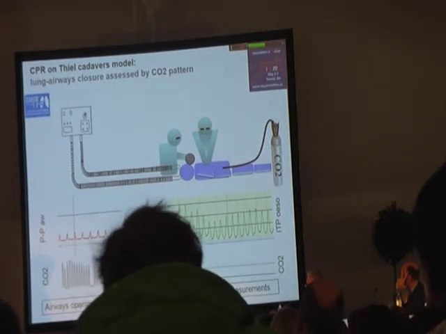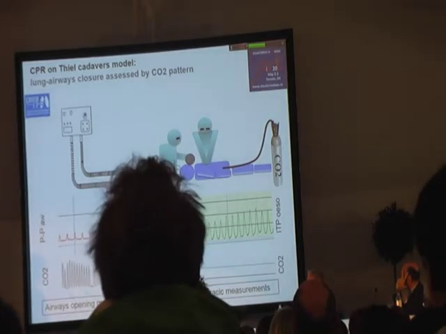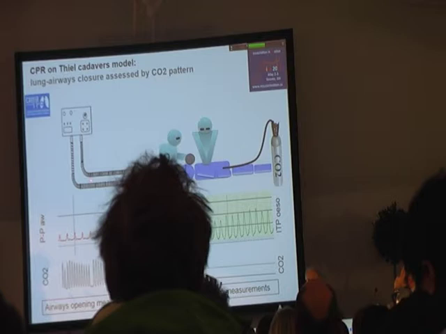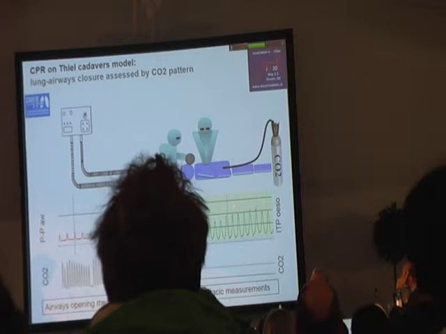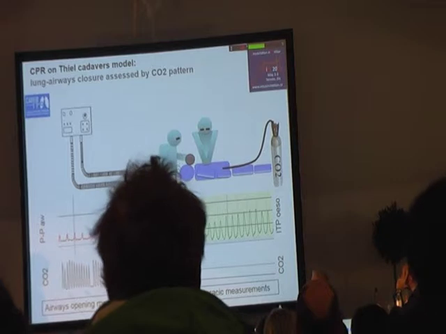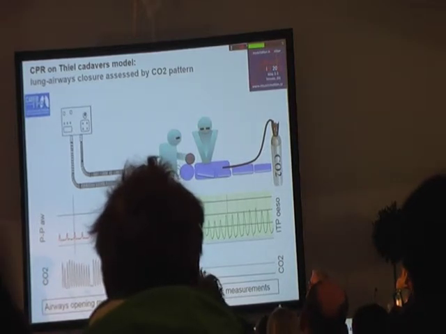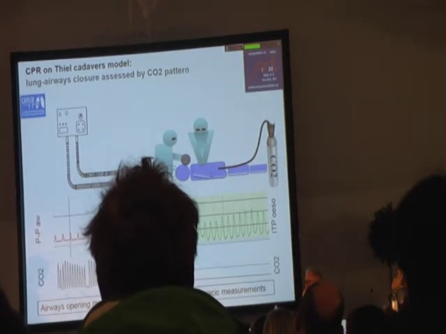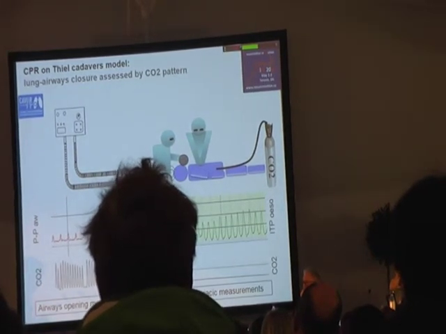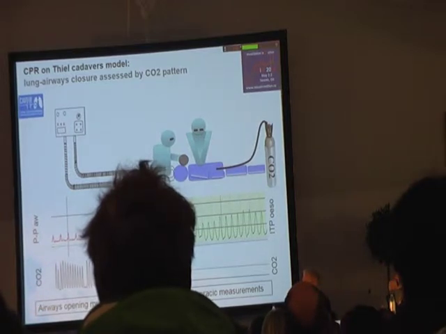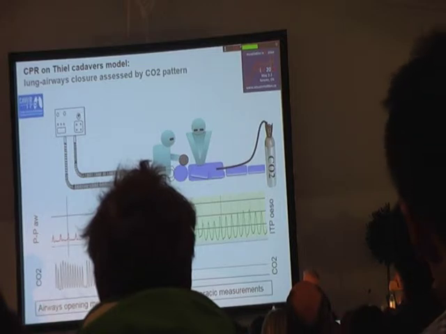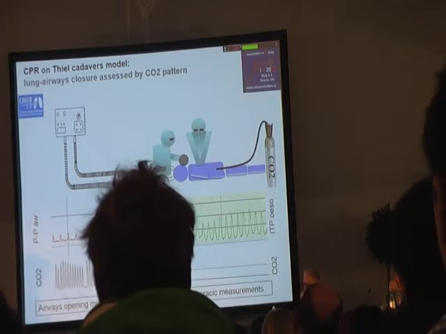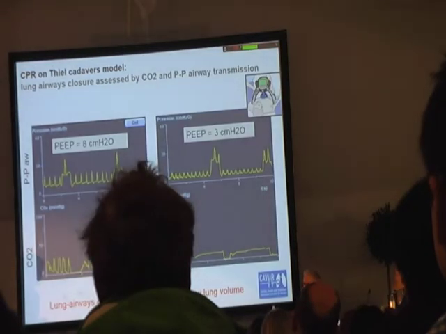At the same time, on the other side, at the airway opening on the side of the ventilator, we measure the airway pressure, which represents the transmission of this intrathoracic pressure from chest compression to the airways, and also the CO2. Usually the CO2 changes like this due to chest compression. Our hypothesis was that this setup may help to understand what happens in terms of lung volume and airway closure during ventilation in cardiopulmonary resuscitation.